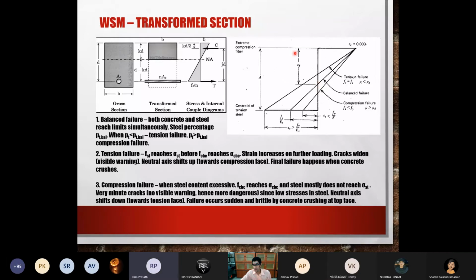So the steel is lying above that, so it has to be a tension failure. No, okay. You see the CB over here. Where is it measured from? It's measured from the top. K and KB are measured from the top.